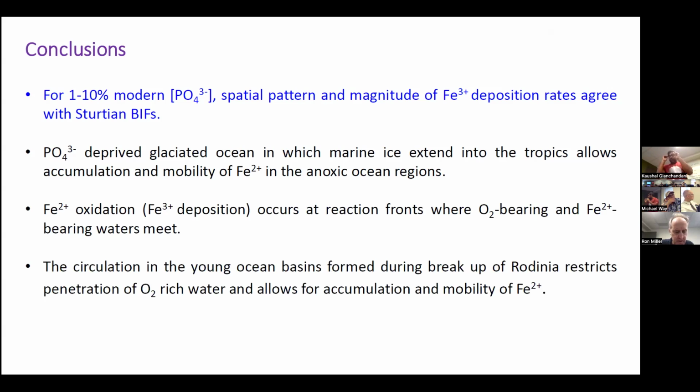And the circulation in the young ocean basins that are formed during the breakup of the supercontinent allows for this area of sluggish circulation to develop. So any oxygen that is produced in the ocean cannot penetrate into these regions, or the rate at which it is circulated is sufficiently small to allow for accumulation and mobility of iron in these regions.